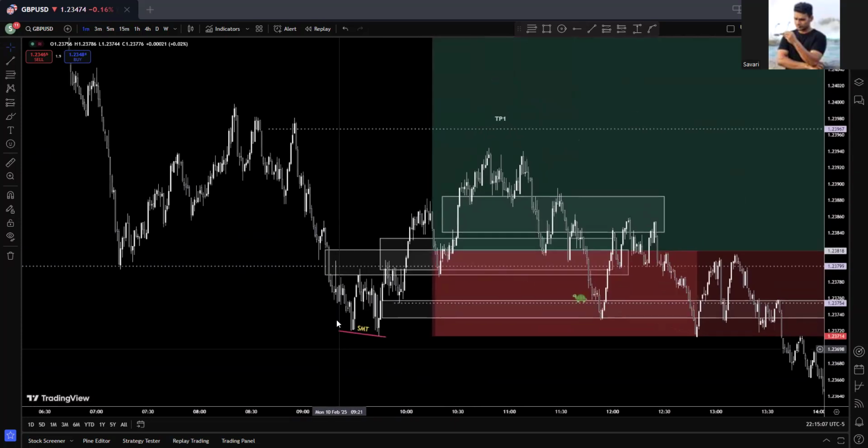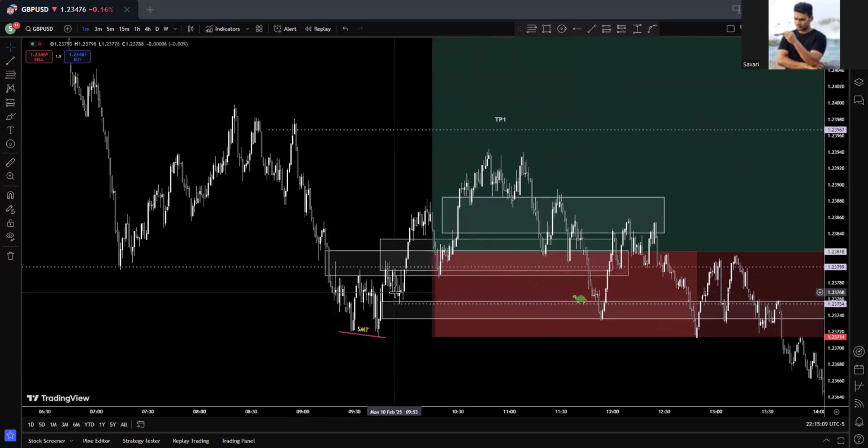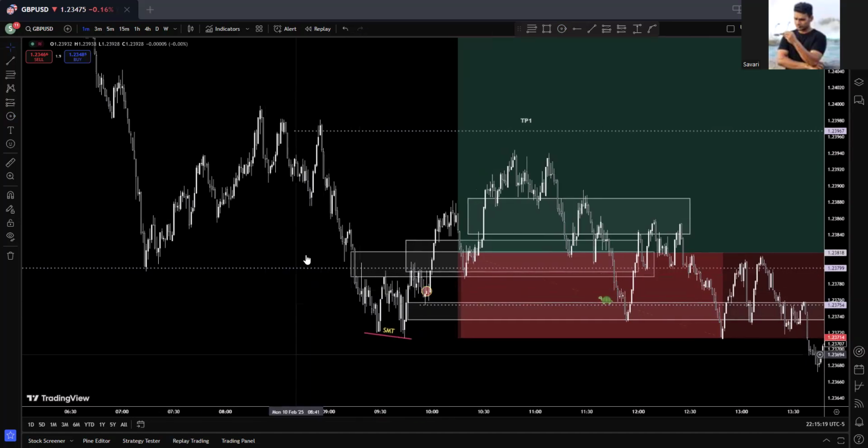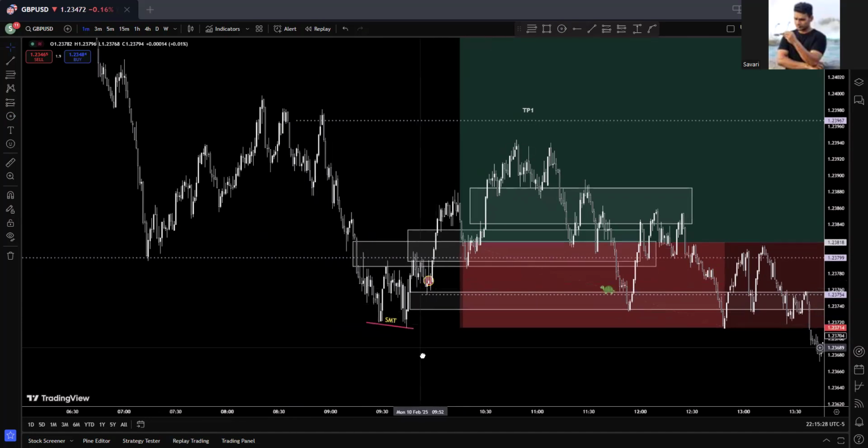As soon as I get the structure shift here, I enter my first position at this point, which is my first entry. It's right here. The reason for the entry is price takes the liquidity area and gives the structure shift to the upside. Once it approaches this level, I entered my position. This is my first entry.